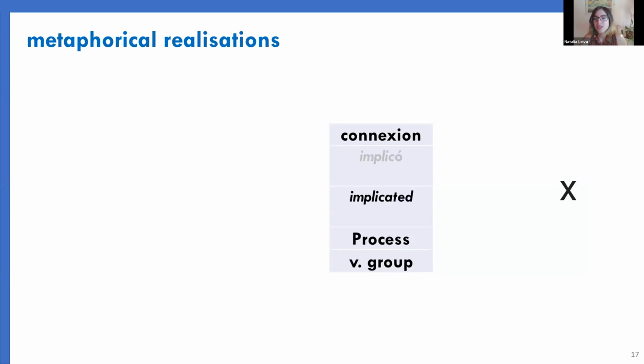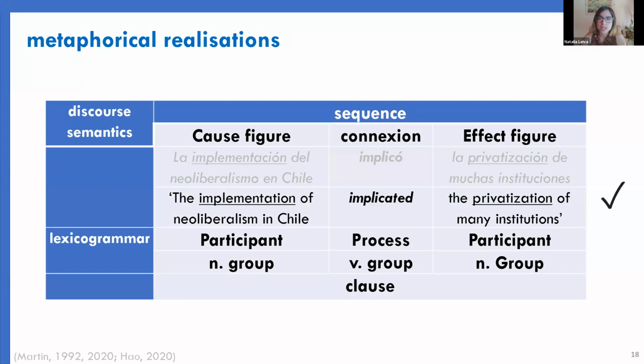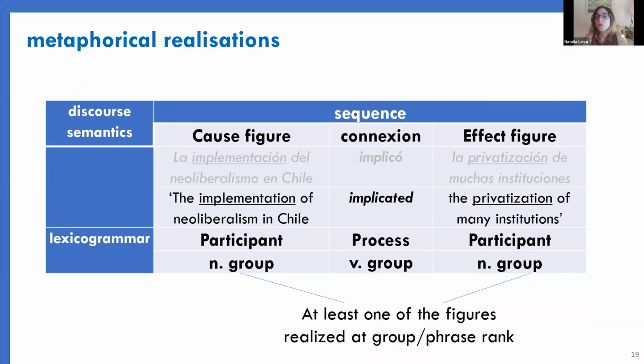And what about the metaphorical realization of connection and sequence? It is key to emphasize that it's not the mere presence of an instance of connective lexis that identifies a metaphorical connection. To identify a metaphorically realized connection, we need to see it connecting at least two figures into a sequence, as this table shows. This metaphorical realization, which is considered an agnate to the previous congruent one, realizes a sequence by a clause. For this to happen, the connection needs to be realized either by a noun, by an adjective, by a preposition, or by a verb, as in this case, implicated. And at least one of the figures needs to be realized at group or phrase rank. This canonically occurs by means of a nominalization, as in this example, implementation, privatization.